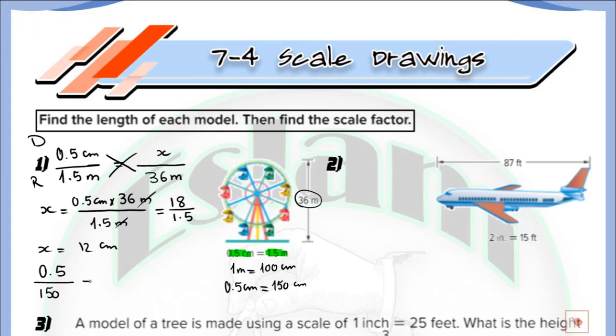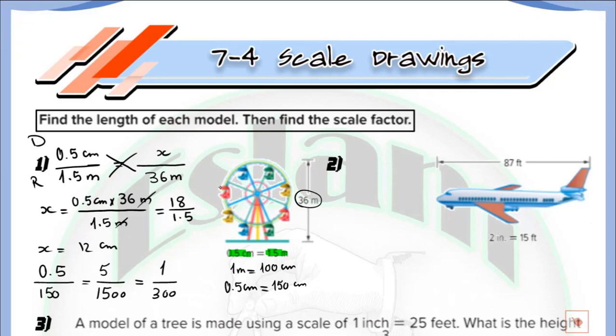But that's not written in the simplest form. To get the simplest form, we need to multiply it by 10, so 5 over 1500. In the simplest form, the answer will be 1 over 300. So the scale factor will be written without unit, because we are comparing centimeter to centimeter. So for each 1 centimeter in model, it represents 300 centimeter in real.